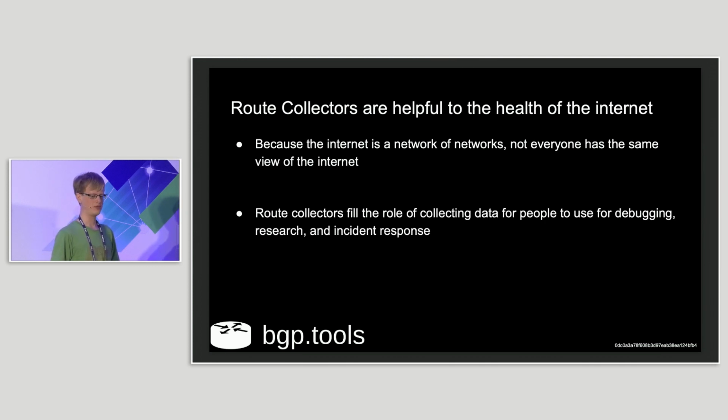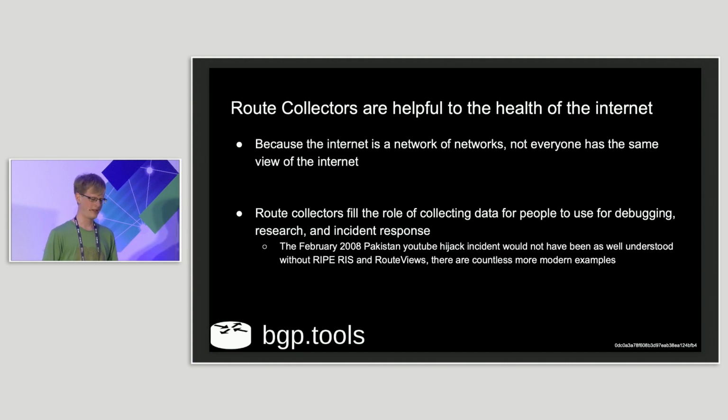So route collectors are really helpful to the health of the internet. Because the internet is basically just a network of networks, not everybody has the same view of it. There's no feedback mechanism built into BGP, so when you announce something, it's not exactly clear if other people have accepted or preferred that route or not. Route collectors fill this role by collecting data and aggregating it so that you can figure out if people are selecting your route or if there's anything weird going on. It's also incredibly useful for debugging. I don't know how many times I've sent something out and been waiting for prefix lists to generate. With a route collector, you can very quickly see if it's been sent to peers or sent upstream or not.